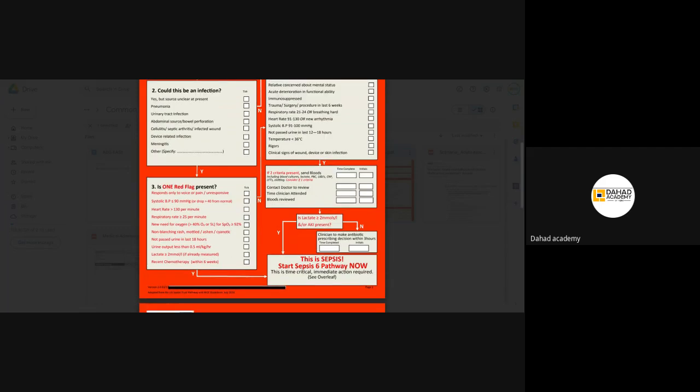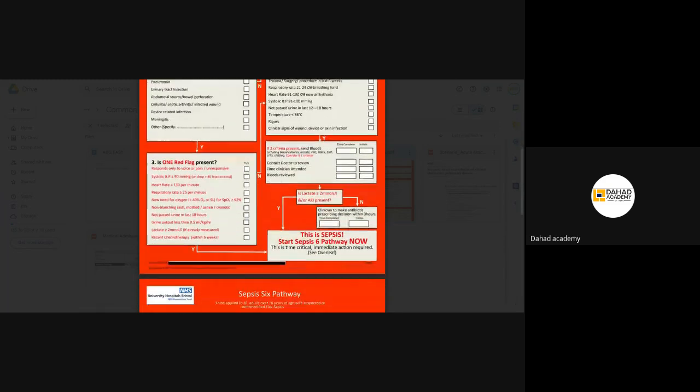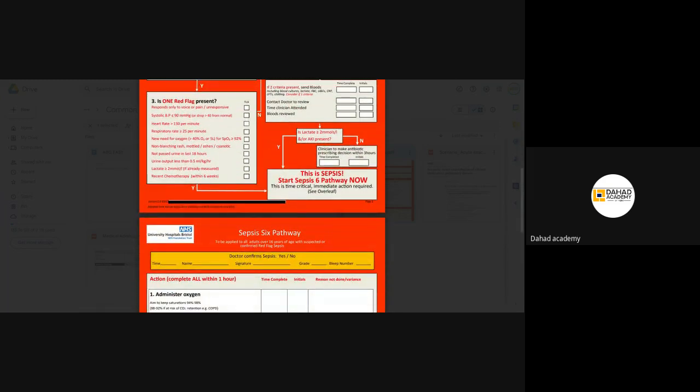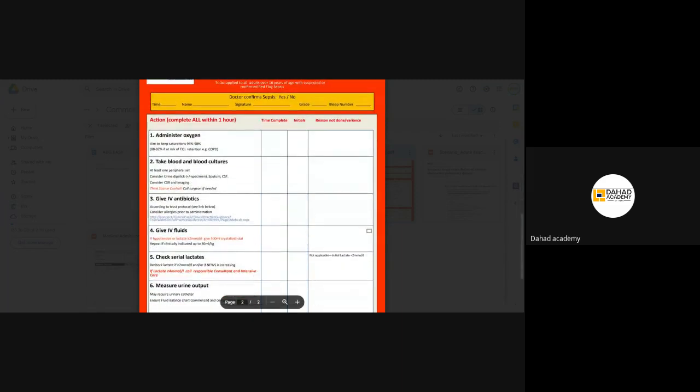So, if there is a red flag, it does mean that we should consider the sepsis pathway. And in the sepsis pathway, as we discussed the last time, you will need to give the patient oxygen, give the patient fluid, give the patient antibiotic. And before giving the antibiotic, you need to take blood, and you need to take blood cultures, and you need to do an ABG or VBG.